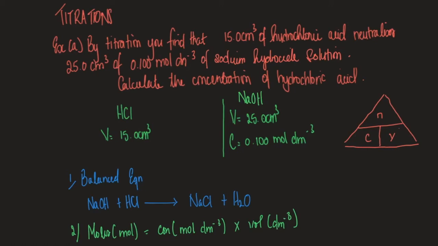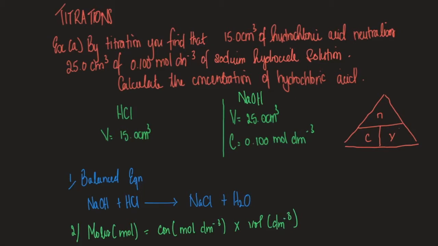In last week's video, I mentioned that we would be going over titration calculations, so let's jump straight into it. By titration, you find that 50 cubic centimeters of hydrochloric acid neutralizes 25 cubic centimeters of 0.100 mole per cubic decimeter of sodium hydroxide solution. Calculate the concentration of hydrochloric acid.